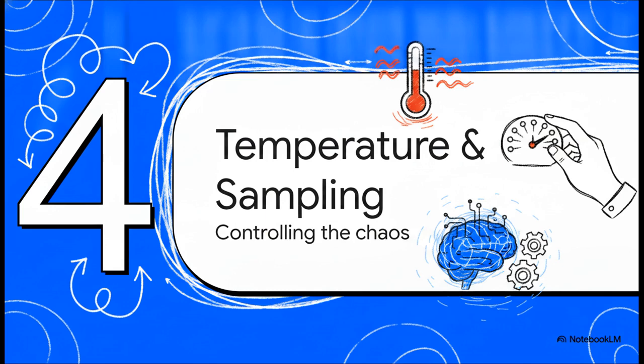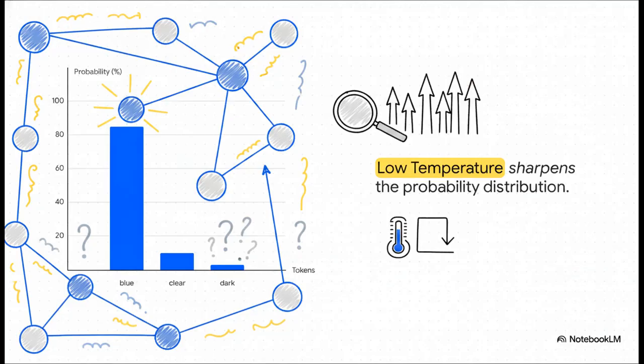Welcome to stage 4, temperature and sampling dials. This is where you actually hold the power. Let's say your prompt ends with, "The sky is." The model has scored its massive vocabulary. If you set your temperature super low, like 0.1, the AI becomes incredibly confident and deterministic.